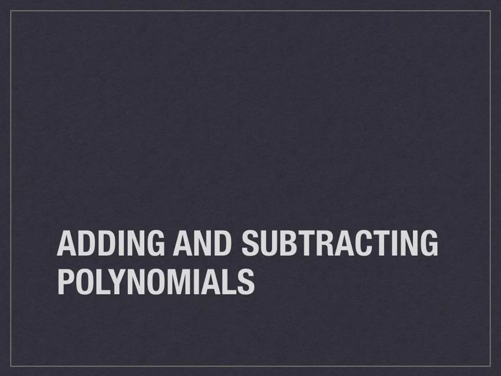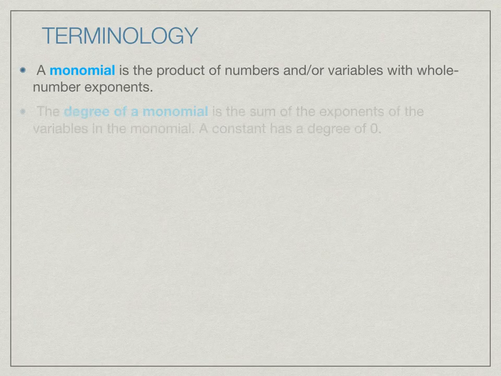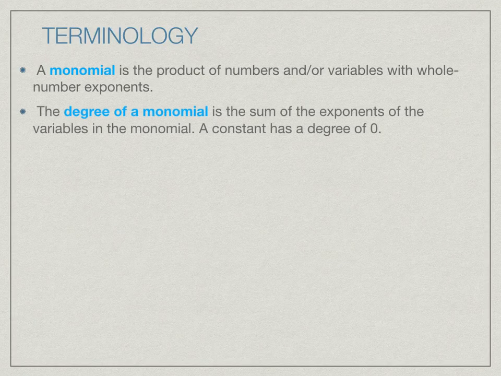In this video, we will be adding and subtracting polynomials. We'll start with terminology. A monomial is the product of numbers and/or variables with whole number exponents. So it's important that we think about monomials because monomials are what makes up polynomials, which is what we'll be adding. The degree of a monomial is the sum of the exponents of the variables in the monomial.